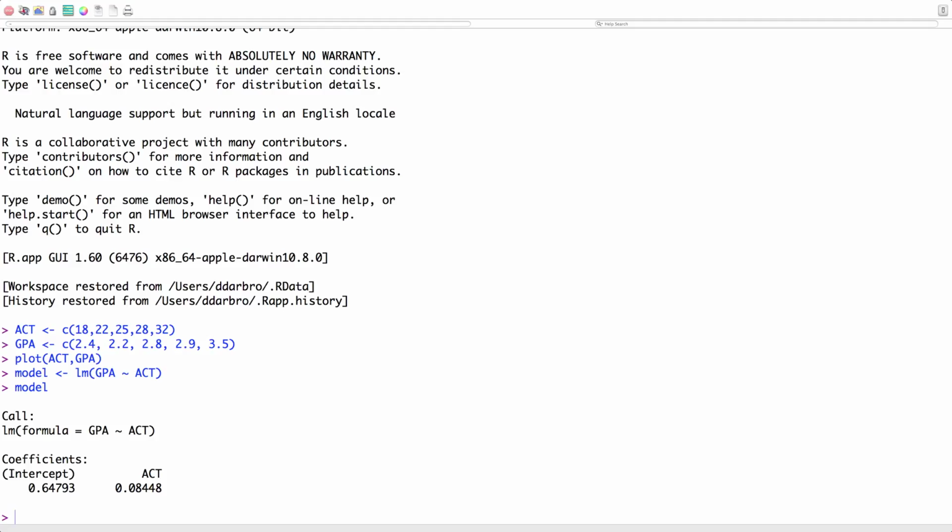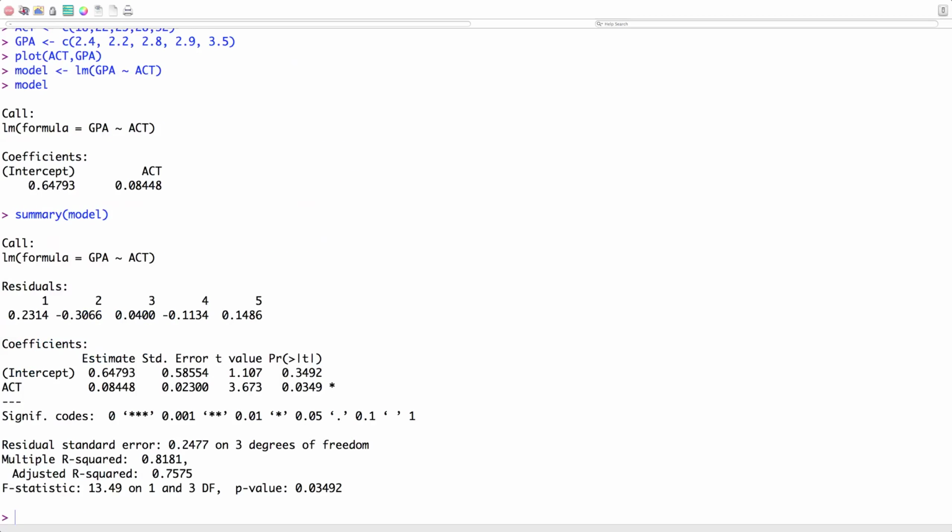Now, if I do a summary of our model, we get more information here. So what I'm doing is I'm writing on the Blackboard over here. So we're going to switch back over to that in just a second, but I don't have this information written down. So guys, our B1 again is 0.08448.